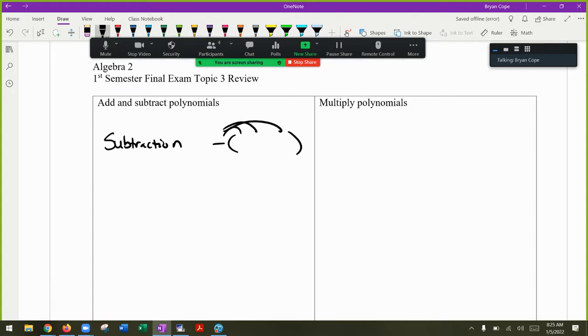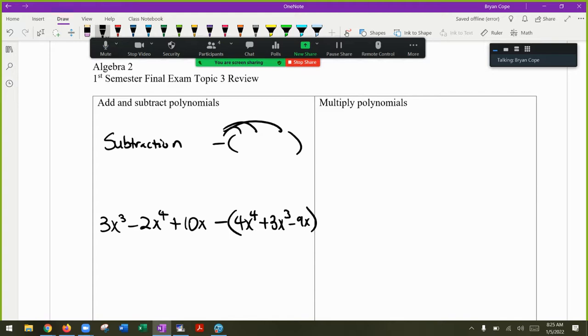It's just combining like terms. So let's do a subtraction one. 3x to the third minus 2x to the fourth plus 10x, minus 4x to the fourth minus 3x to the third. No, make that a plus 3x to the third. And then minus 9x. We'll go with that.